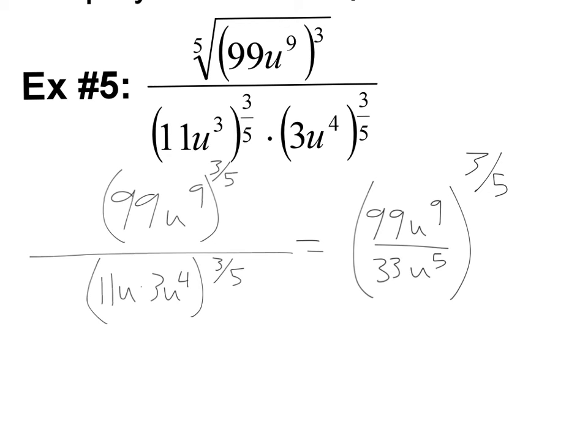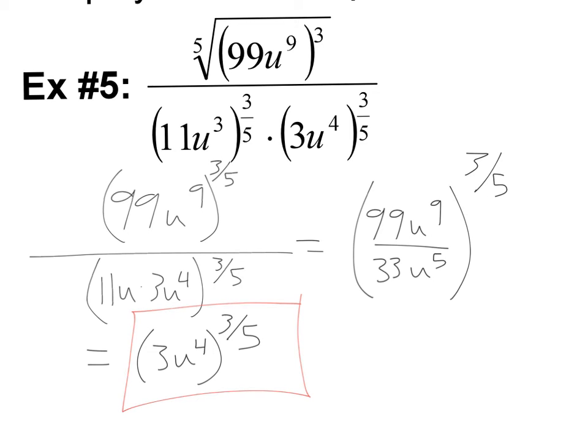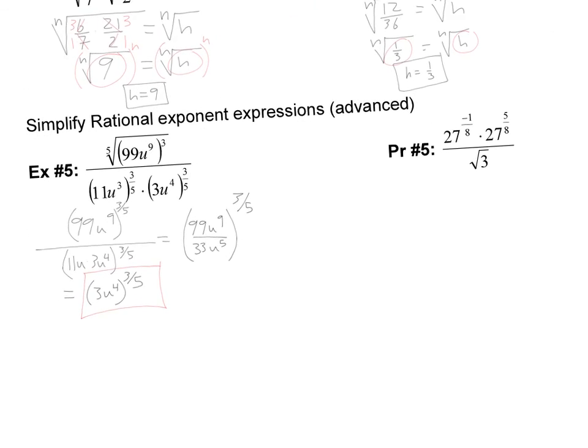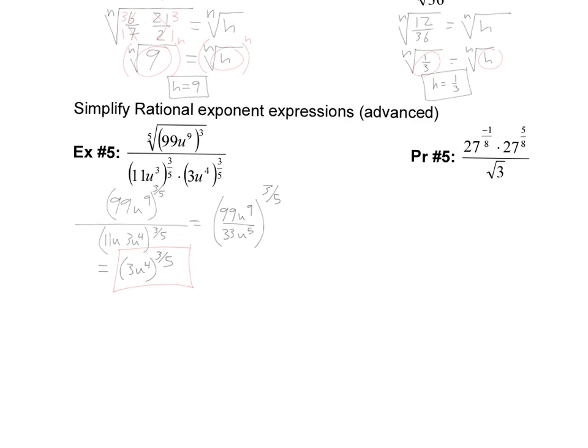Well, now everything inside the parentheses is going to reduce nicely. 99 divided by 33 is 3. And u to the 9th divided by u to the 5th is u to the 4th. And I don't really see any way that we can simplify this anymore. So that's it. There we go. See? Not that bad. All right, try practice number 5 on your own, and then we will be done.